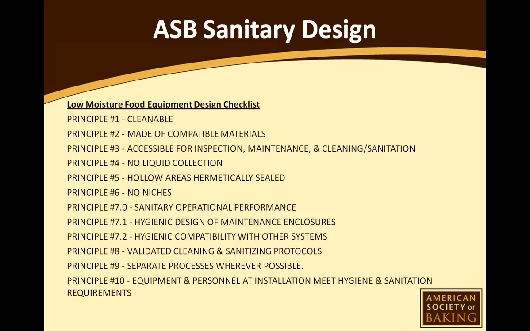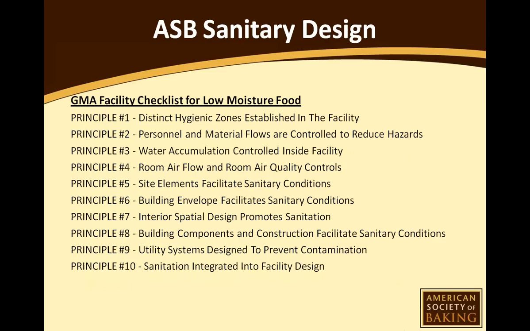The next two slides outline GMA's low moisture food equipment design and facility design checklist. The principles included are guiding factors that will enable food professionals a greater assurance of defect-free product when these are implemented. Here are the 10 principles of equipment design. And this slide covers the 10 GMA facility principles as they apply to low moisture food production for the facility.